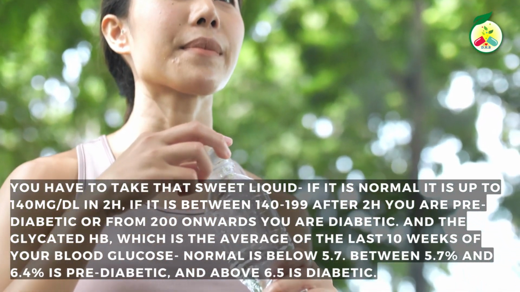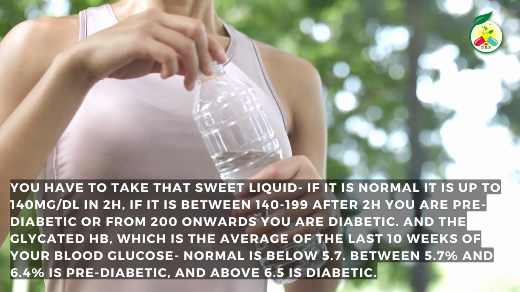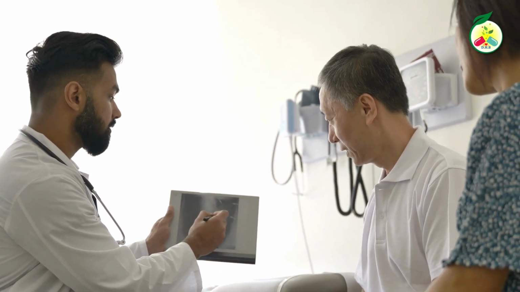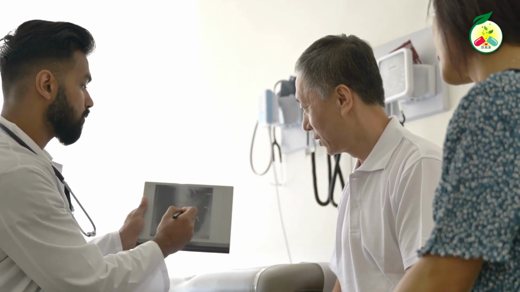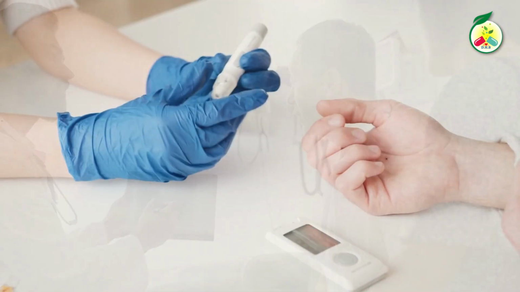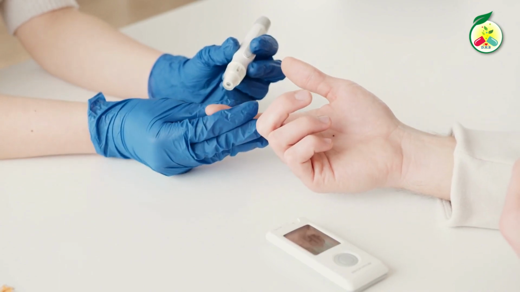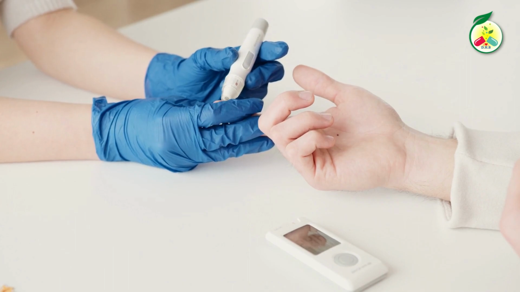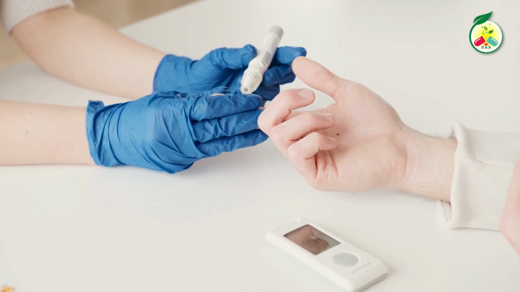And the glycated HB, which is the average of the last 10 weeks of your blood glucose, normal is below 5.7. Between 5.7% and 6.4% is pre-diabetic, and above 6.5 is diabetic. Of course, one test alone does not confirm whether you are diabetic or pre-diabetic. You have to repeat the test to be sure.